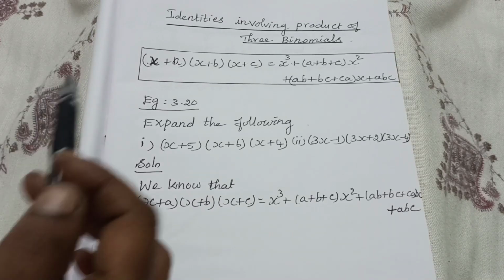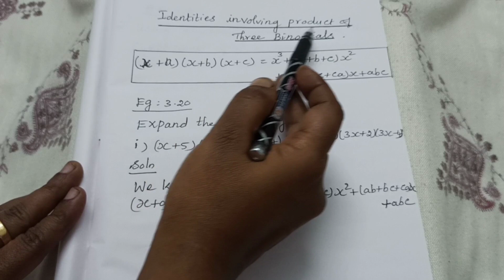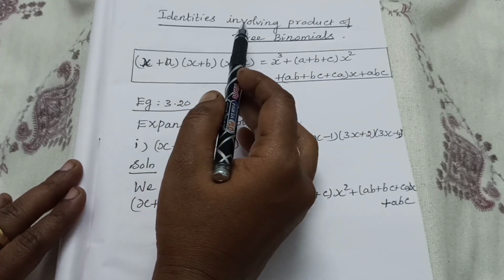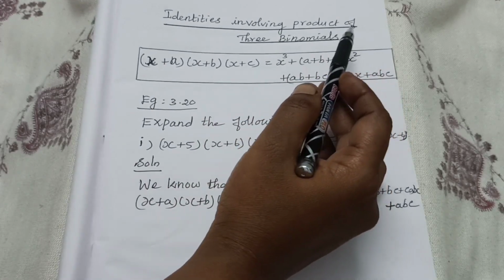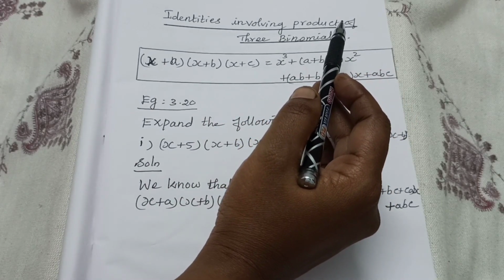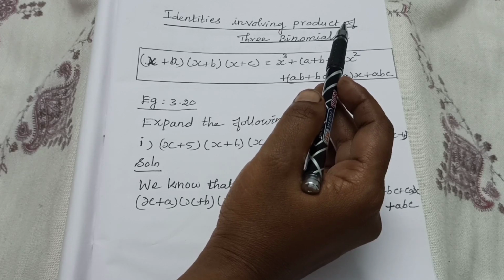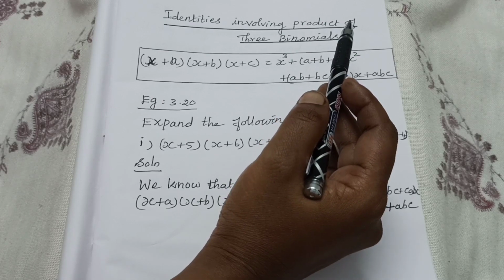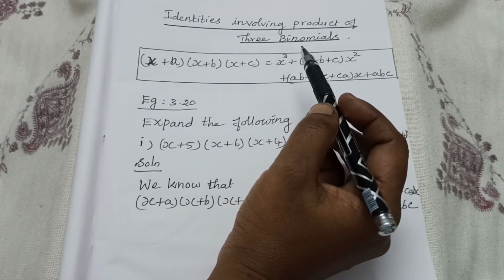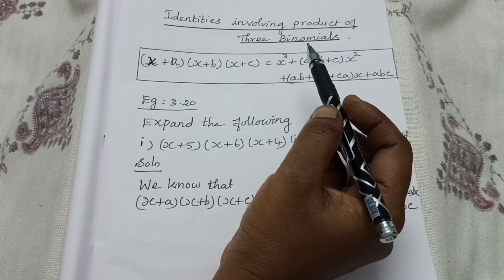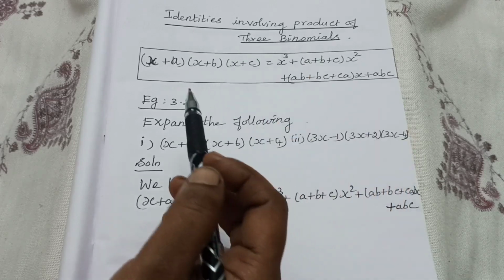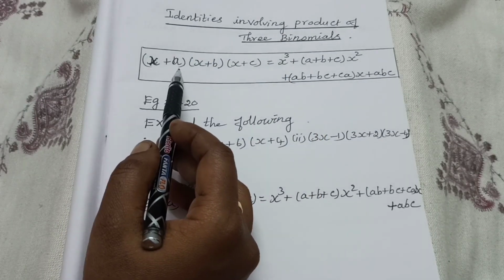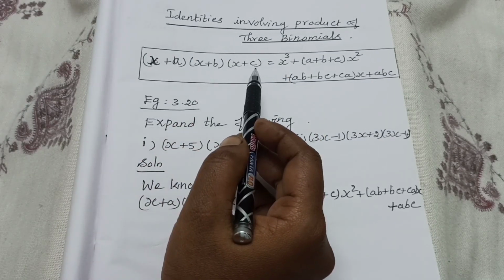Today we are going to learn identities involving product of 3 binomials. Then what is meant by binomial? Already you learned, isn't it? A polynomial having 2 terms is called a binomial. Then identities involving the product of 3 binomials: this is one binomial, this one second, this one third.